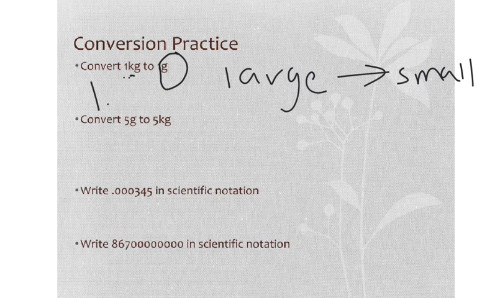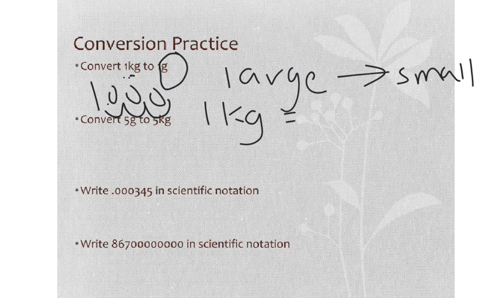So I'm moving my decimal. I'm going from kilo to gram. So I'm going from a really large prefix to a smaller unit. So I'm going to move my decimal place to the right 3 times. 1, 2, and 3. What I fill in those humps is I put in zeros. So 1 kilogram equals 1,000 grams. So that's moving from a large to a small quantity.